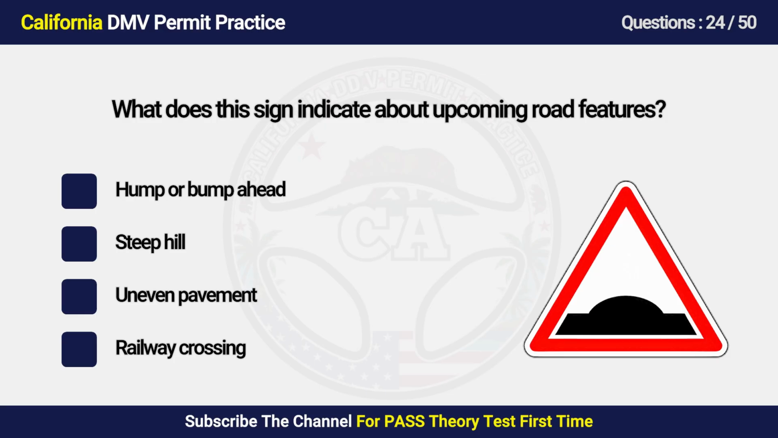A. Hump or bump ahead. B. Steep hill. C. Uneven pavement. D. Railway crossing.